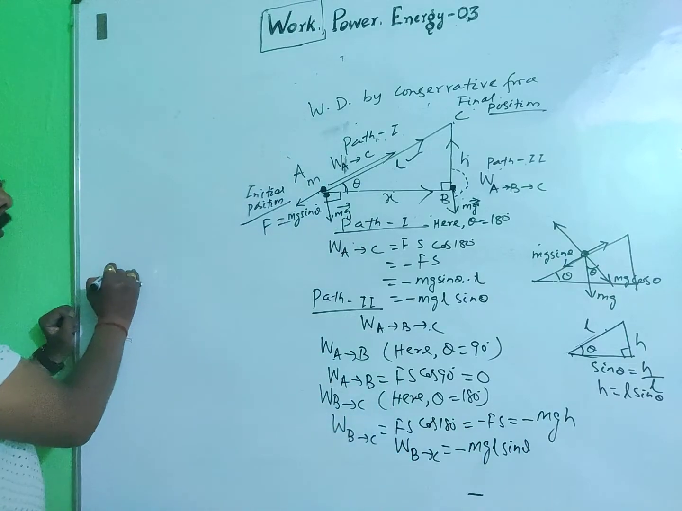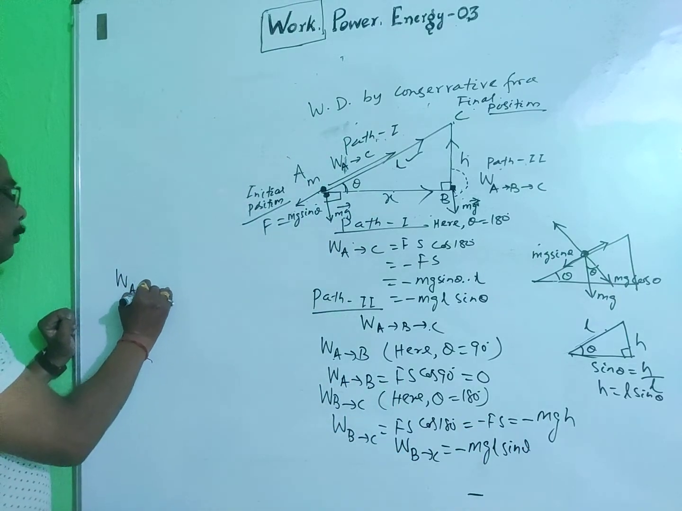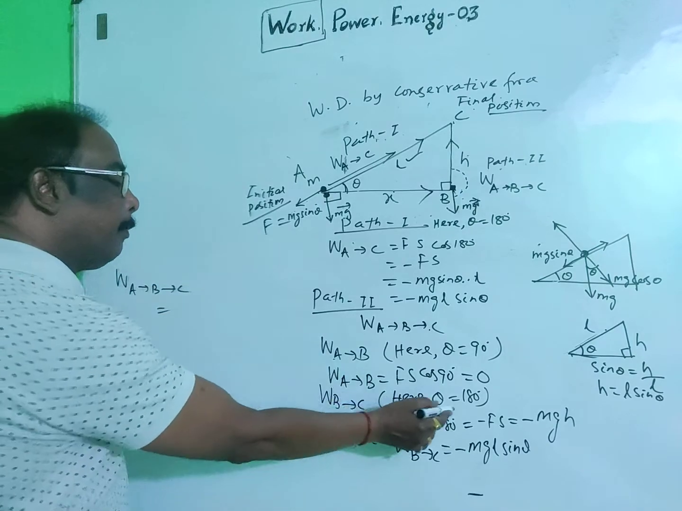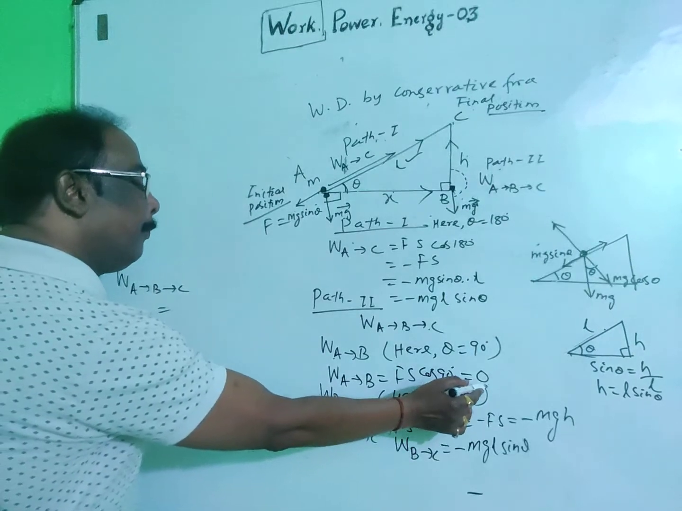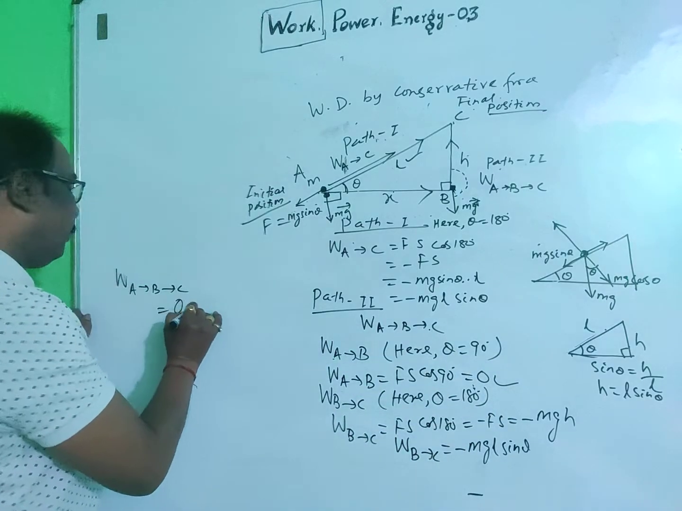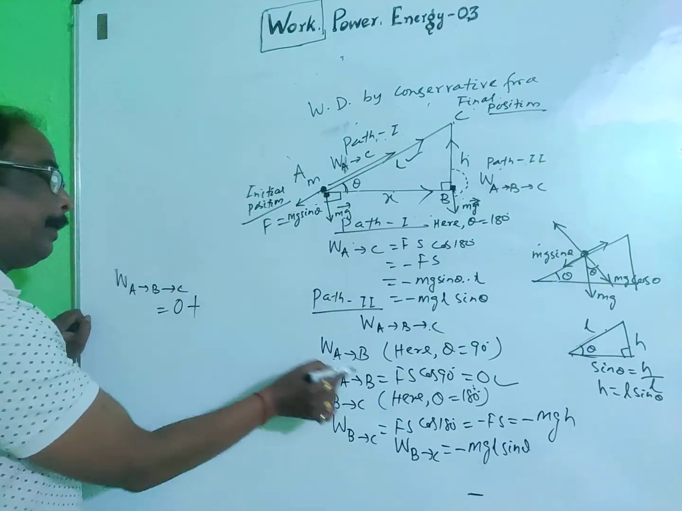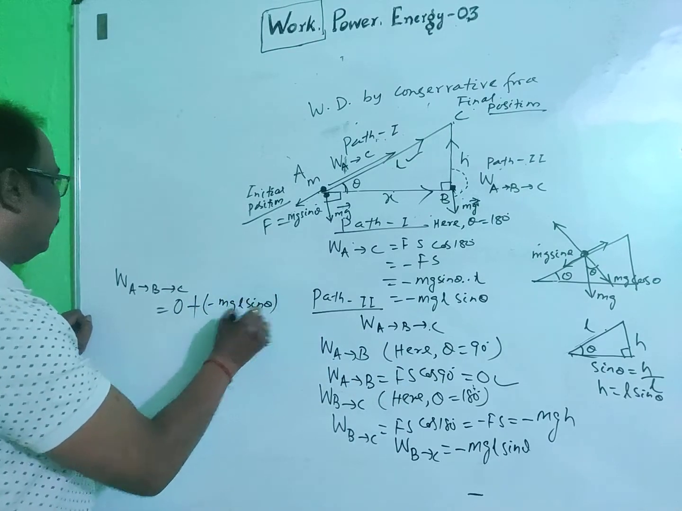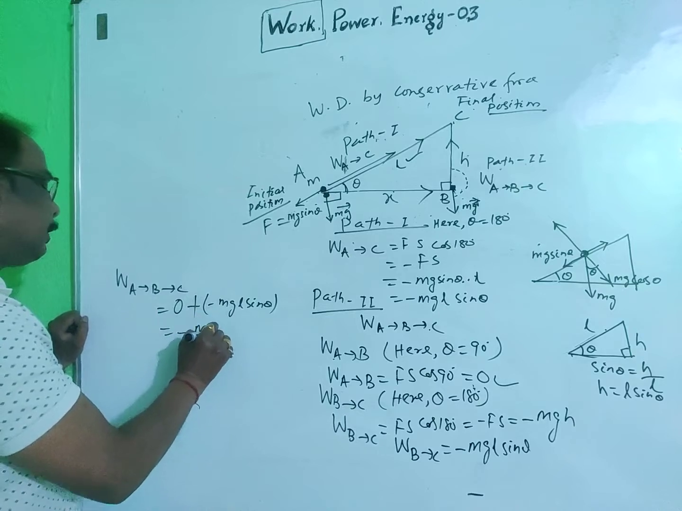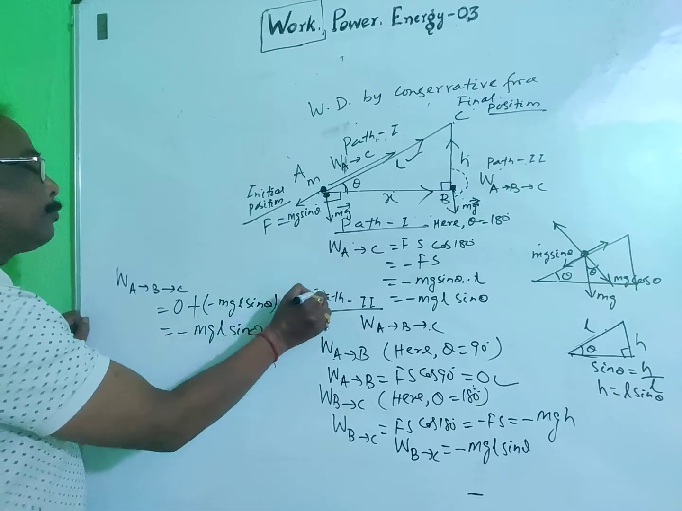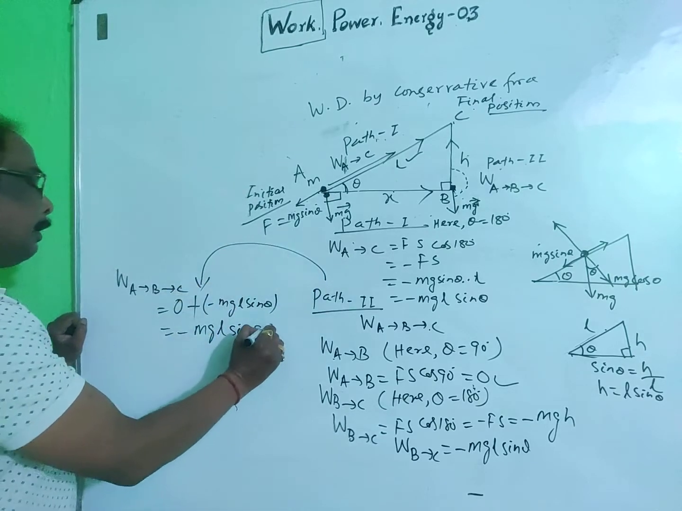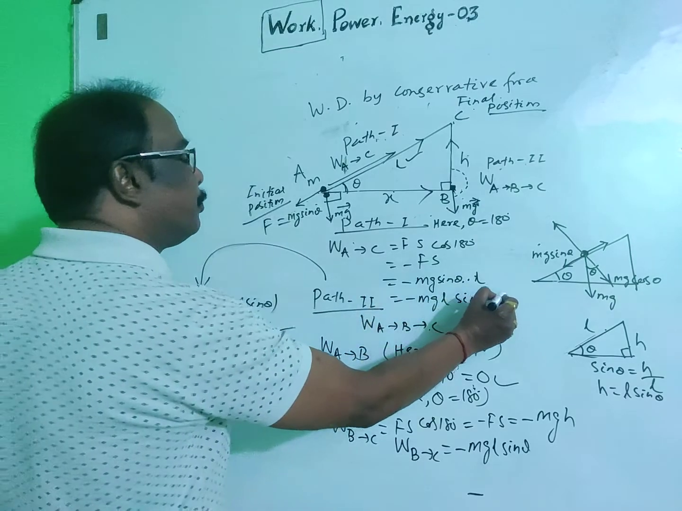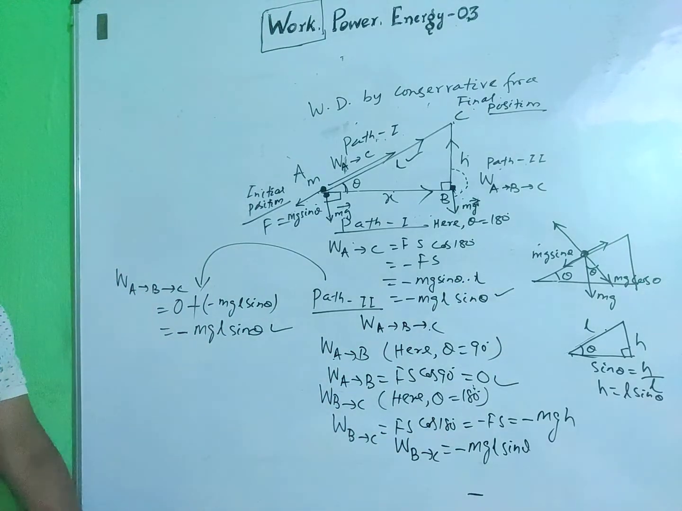Then total work done from A to B, then from B to C, is equal to work done from A to B, which is 0, plus work done from B to C, which is minus mgl sin theta. Then total work is minus mgl sin theta. So in path 2, work done is minus mgl sin theta. In path 1 also work is minus mgl sin theta.